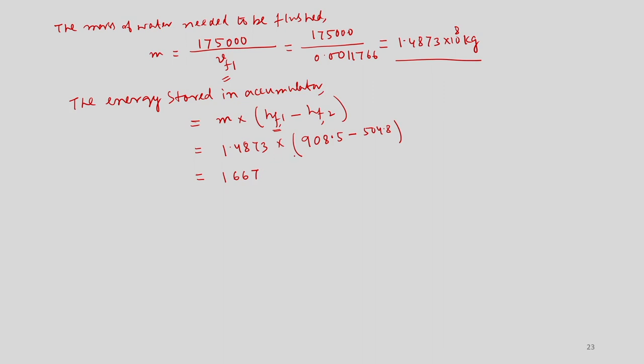1667. So, here 10 to the power of 8 is missing, 16678.4 megawatt hour. Okay. So, here if you see dimensionally, it is kg and this is kilojoule per kg. So, this is gone. So, kilojoule remains. We know joule per second is watt. So, that is how what we have done. We have divided this entire expression by 3600. Then what we get? In terms of megawatt hour. Okay. So, now this is the answer of second question.